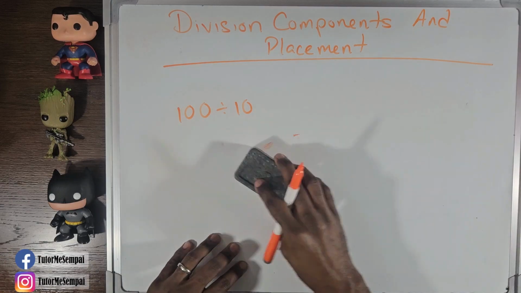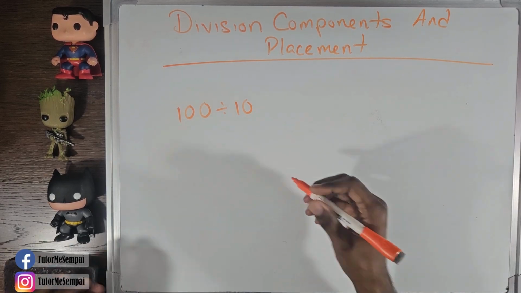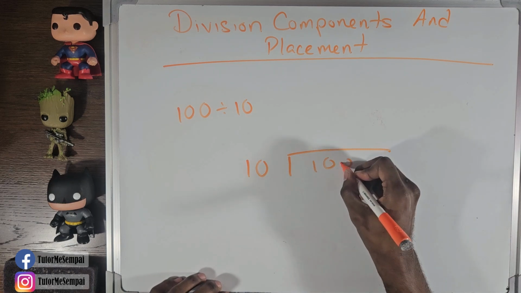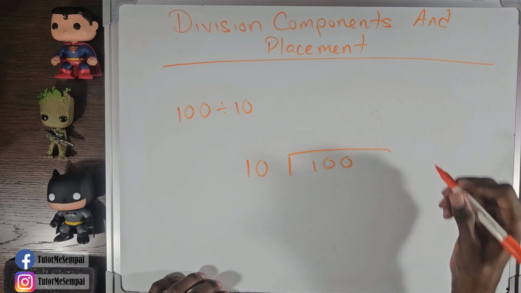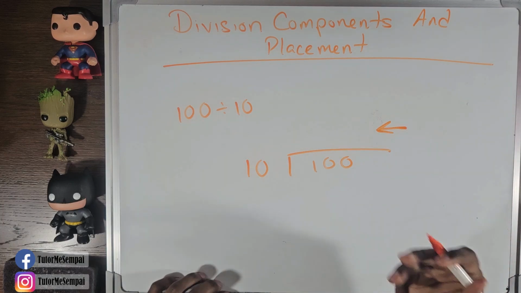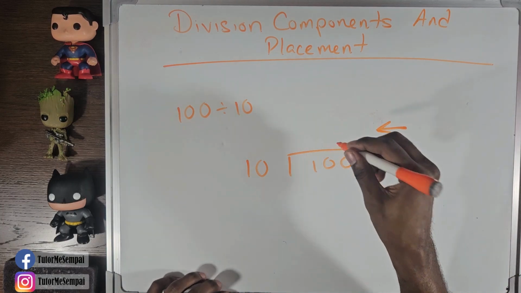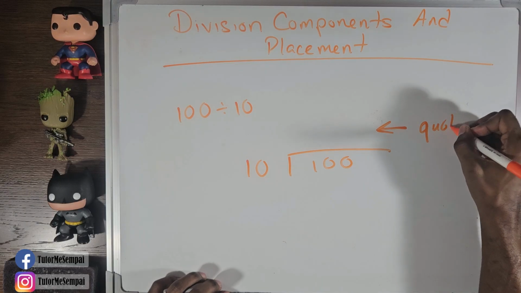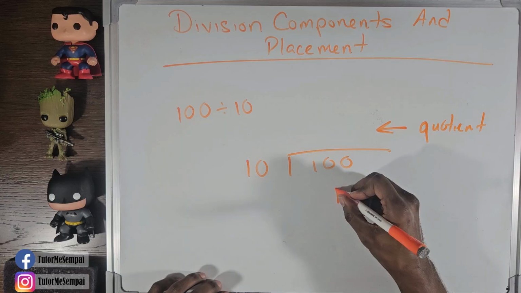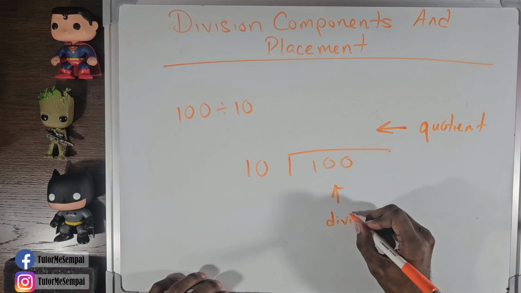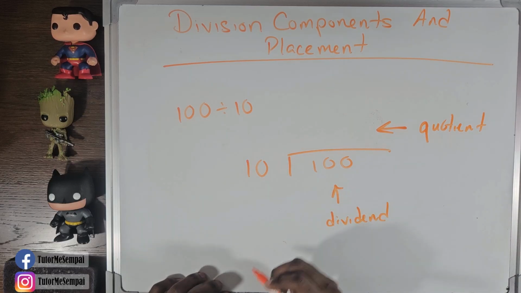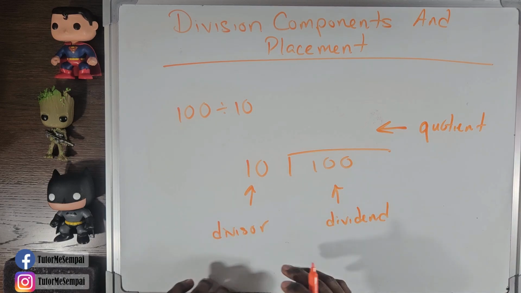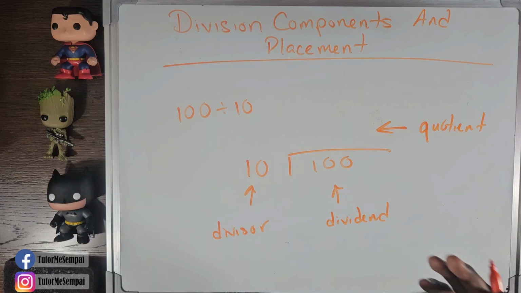And I'll make this a little bit bigger so we can see it a little easier. So 10 on the outside, 100 on the inside. And your quotient, whatever your answer is, will go on top of that half box. So this is going to be your quotient. So this was your dividend, and this was your divisor. So this is the placement of your different components.